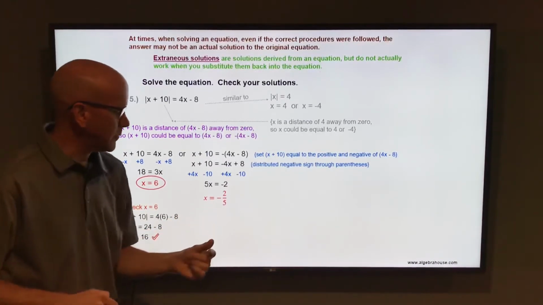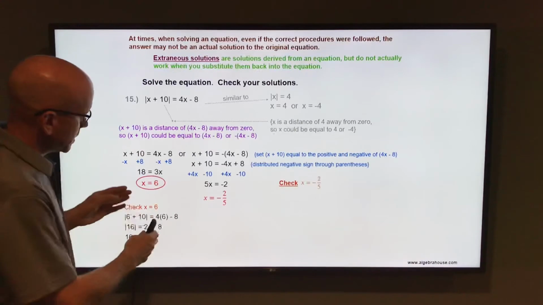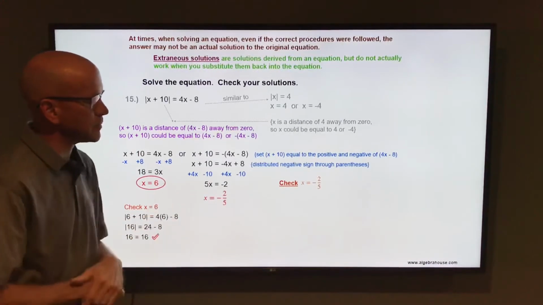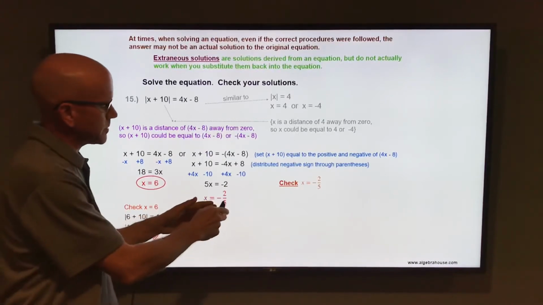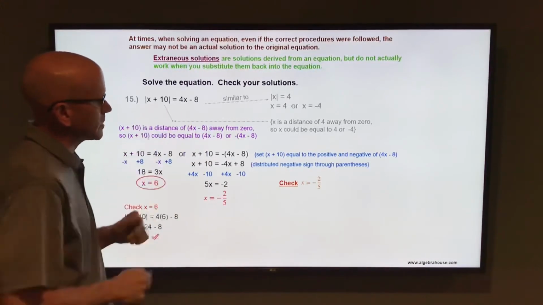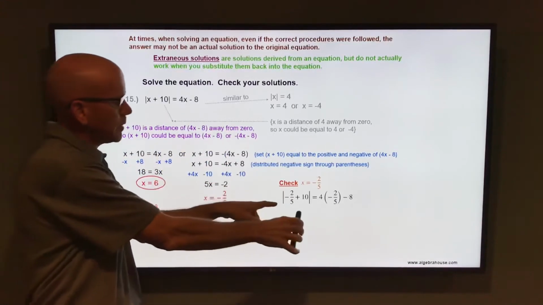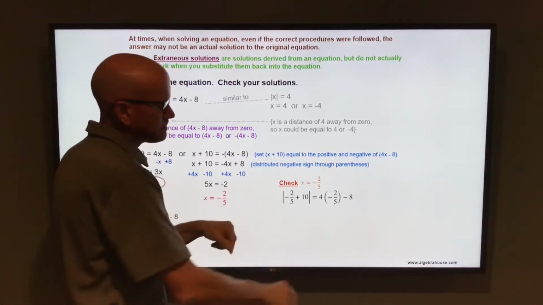For x equals negative 2/5, just because this came out as a solution does not mean it is going to be a solution. It could be an extraneous solution. So I'm going to substitute that negative 2/5 back in for x into the original equation. So wherever you see an x in the original equation, we're replacing it with negative 2/5.